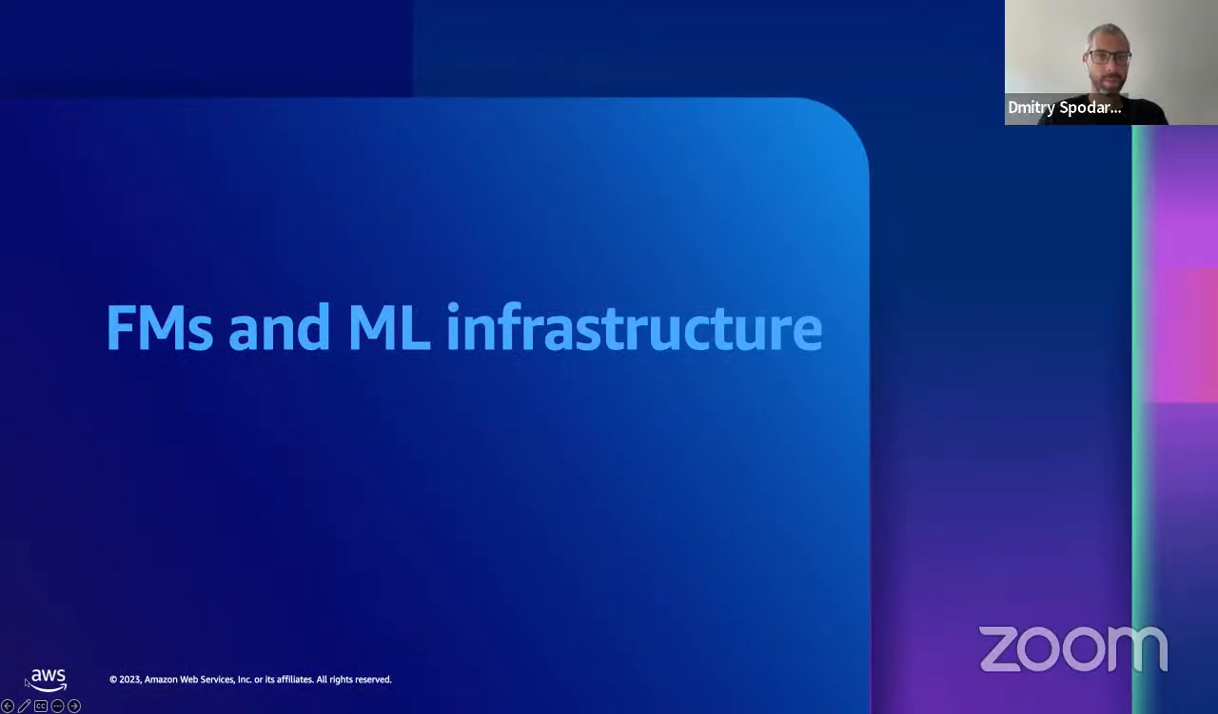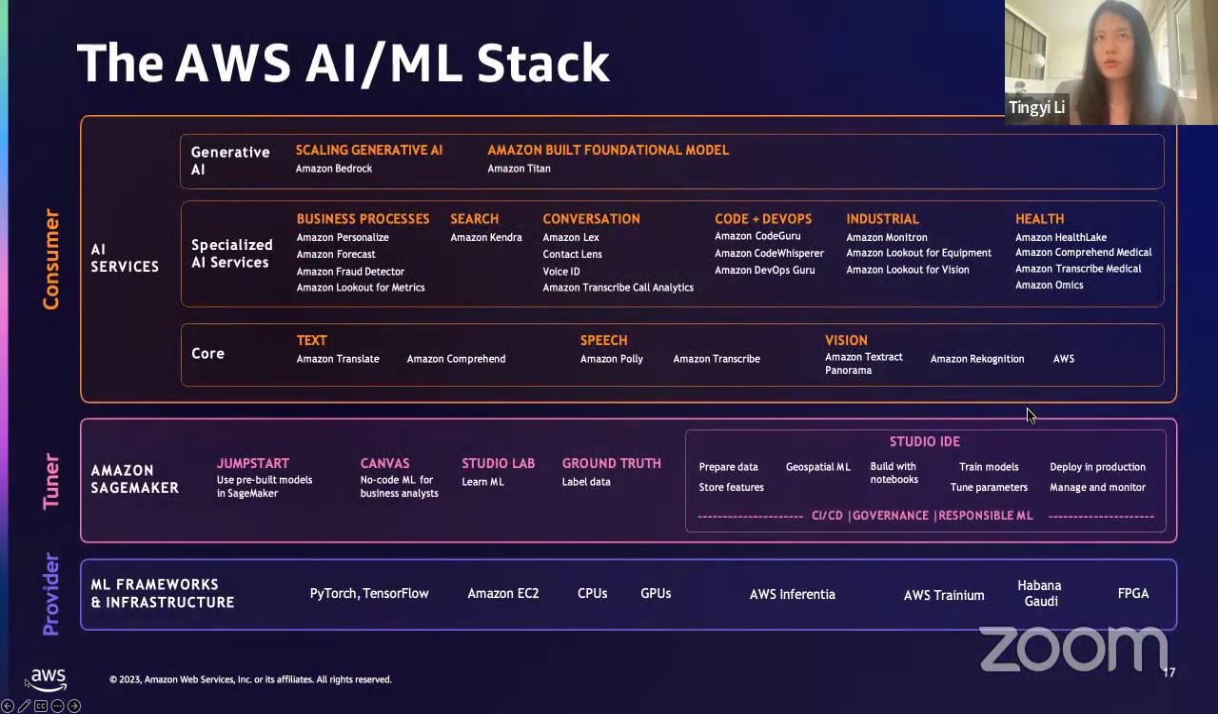All right, perfect. So now let's start with foundation models and machine learning infrastructure. I'm going to go through the AWS machine learning stack very quickly, given our time. Maybe some of you are familiar with the AWS AI/ML stack. Essentially, when we design the stack, we have, from top to bottom, different levels of machine learning offerings.